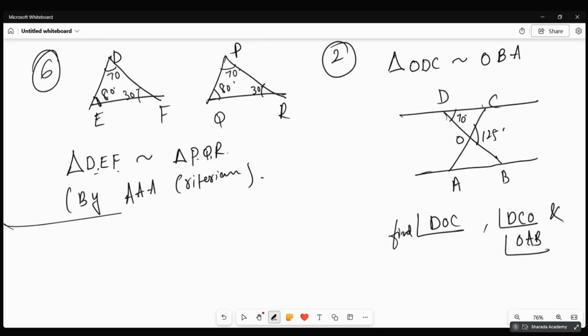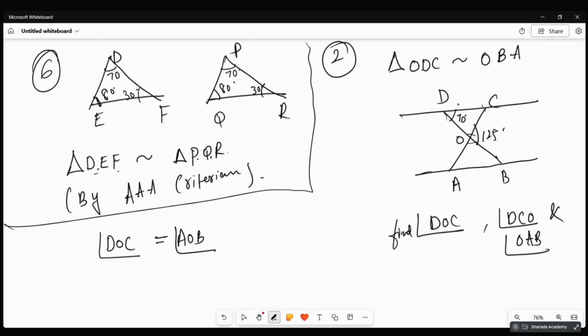One minute. Listen, everyone. Triangle ODC is similar to triangle OBA. That means what? Angle O, these two angles are equal. That is angle DOC is equal to angle AOB, first thing. Then angles D and B are equal. D is equal to angle B. By this only you will know everything. D is equal to B, that is CDO.